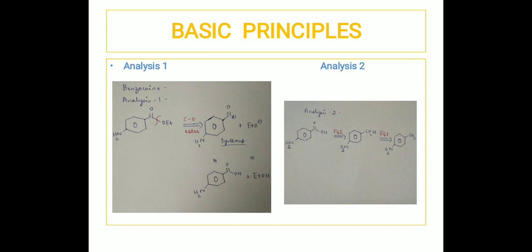Now in analysis 2 we have PABA, para-aminobenzoic acid, which can be further disconnected. So how are we going to disconnect? We are going to use the functional group interconversion of amine to nitro. Nitro can be obtained by nitration, which is a very simple and easy method that we already studied in BSc's third semester.